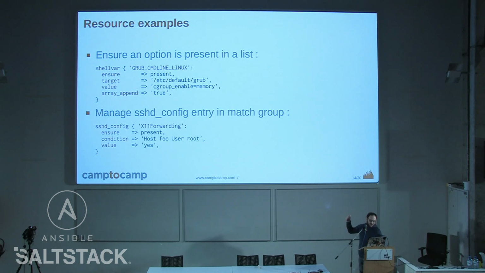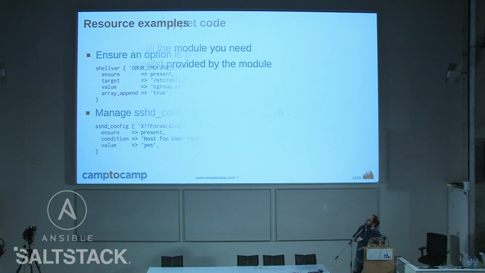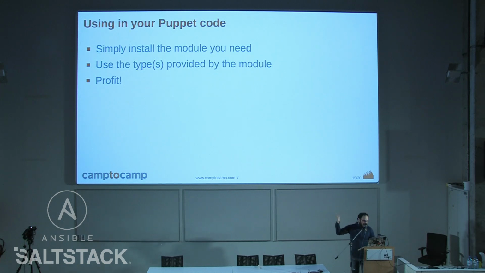So here are some examples, just with shellvar and sshd_config, the most used ones. So here, using shellvar to make sure one parameter is present in an array in /etc/default/grub and not touch anything else in that file, or with sshd_config editing rules for a match group.